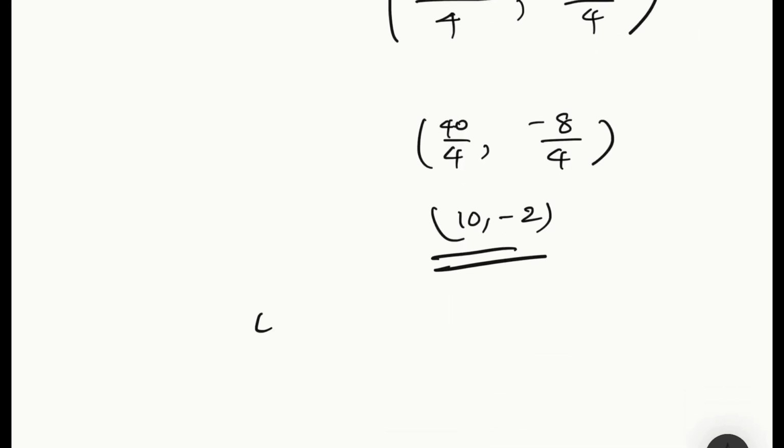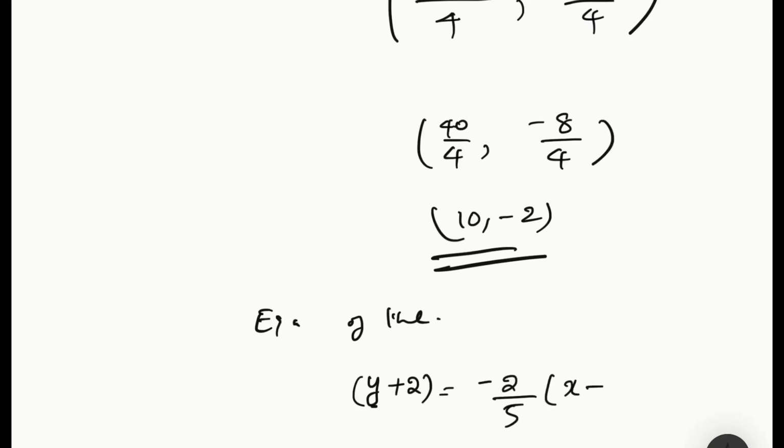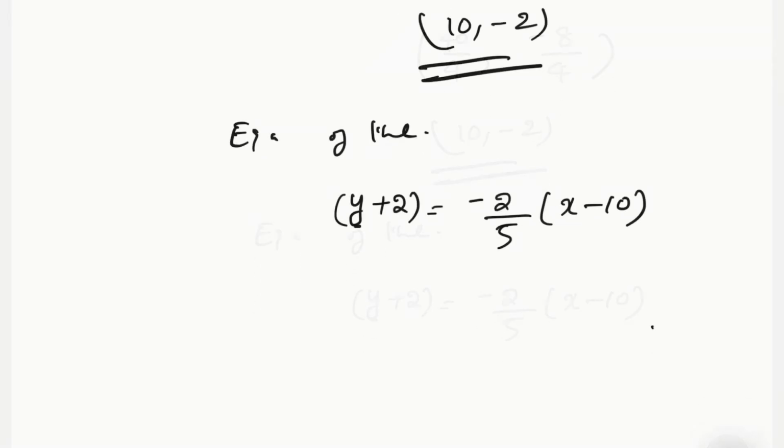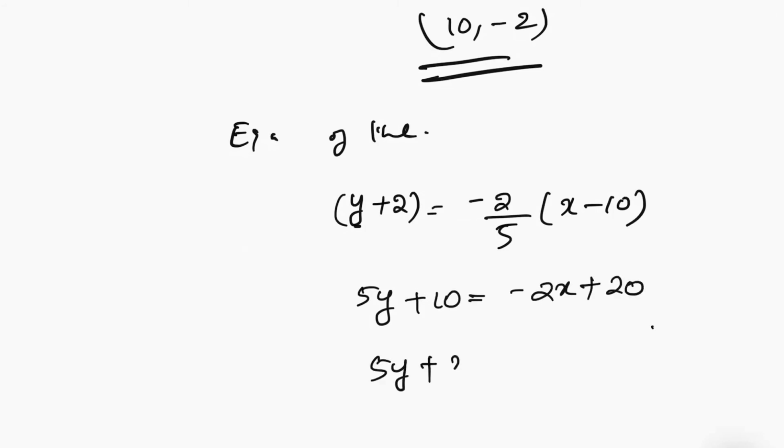So the equation of the line will be, y minus of minus 2, so y plus 2 equals minus 2 by 5 into x minus 10. If I multiply by 5 here, I will get 5y plus 10 equal to minus 2x plus 20. So 5y plus 2x equals 10. Hope it's clear, kids.